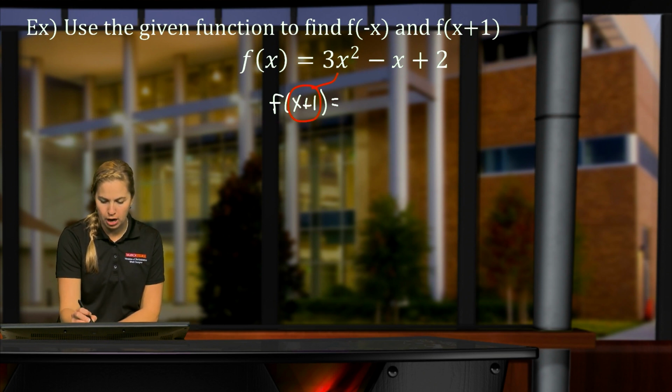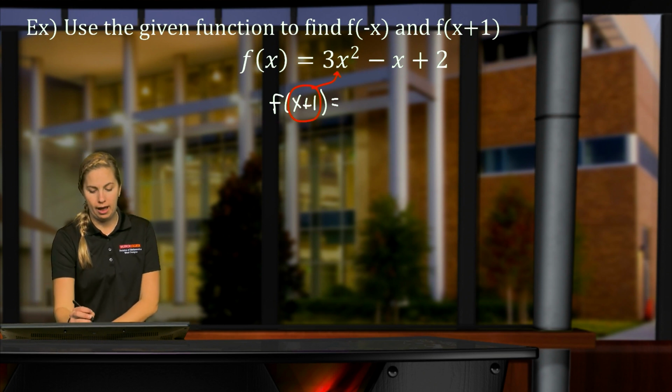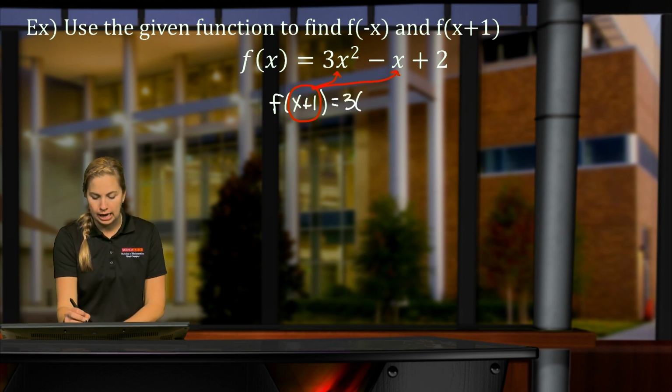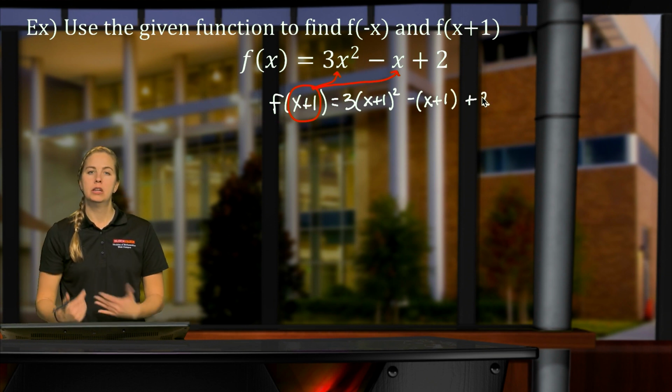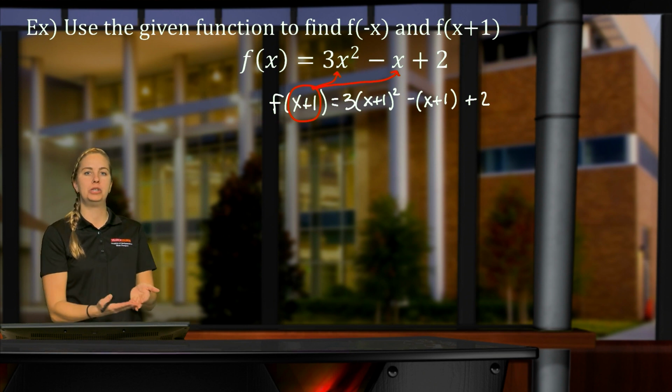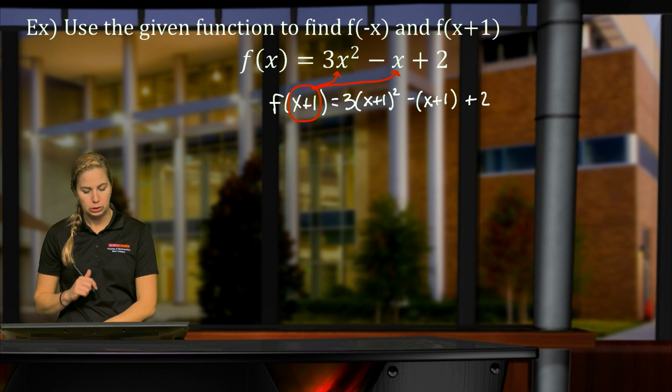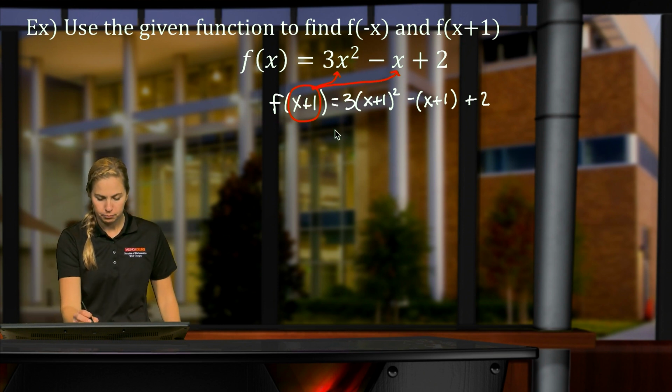Here's my x plus 1. I'm going to plug it in there for that x. I'm also going to plug it in there for that x. So this looks like 3 times x plus 1 squared minus x plus 1 plus 2. Notice the use of the parentheses because I'm not just talking about one term. I have a binomial here. Just like when we had the negative, we wanted to make sure we used parentheses.